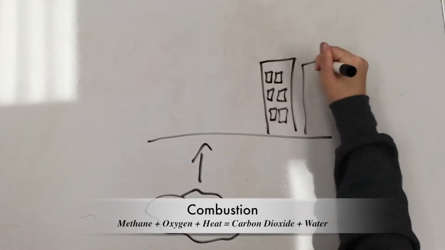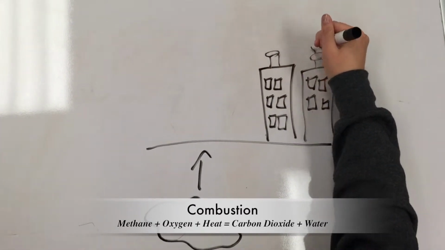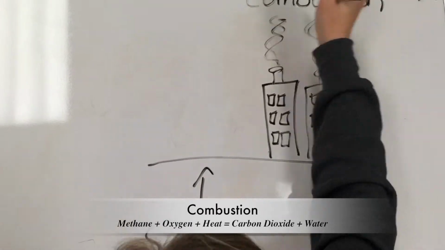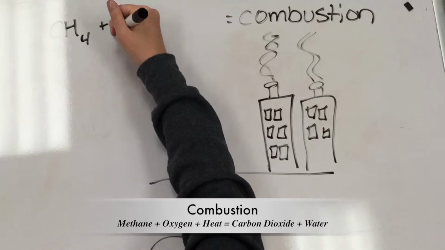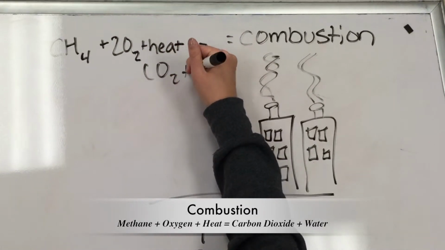In this example, a factory is combusting methane. Combustion is the process of reacting methane or hydrocarbons with oxygen and heat to produce carbon dioxide and water. The equation in this example is methane plus oxygen plus heat equals carbon dioxide and water.